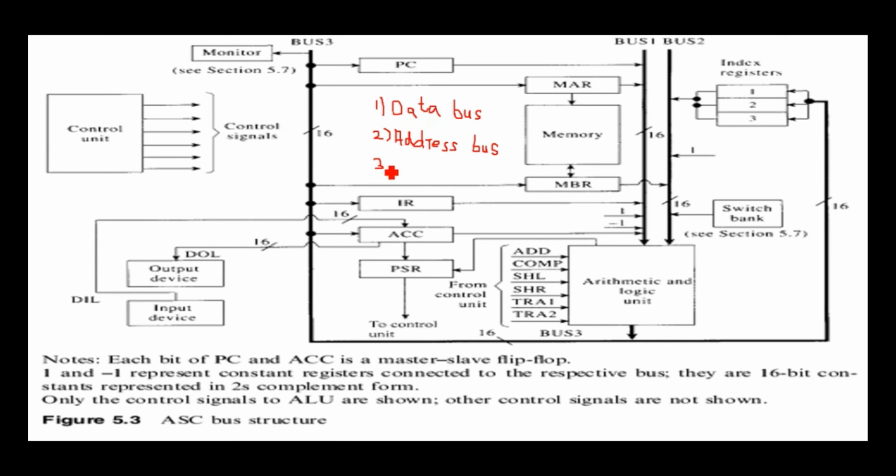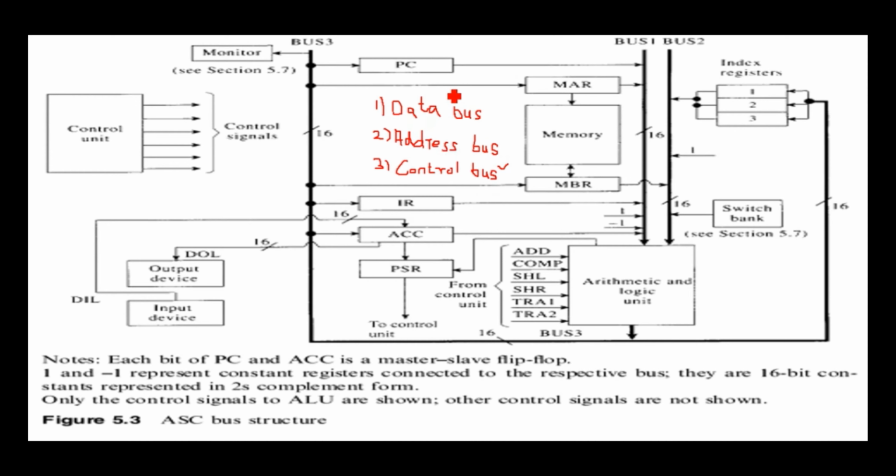At third level we have a control bus. Control bus is composed of control lines, or we can say that different control lines are combined to form a control bus. So the control signals that are generated from the control unit are transferred, moved from the control unit with the help of control bus or control lines.